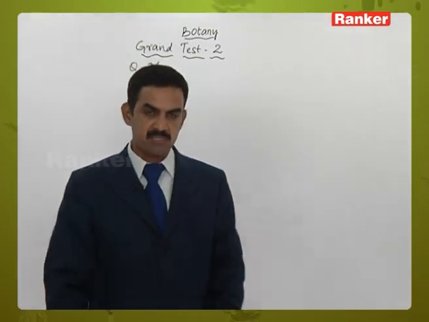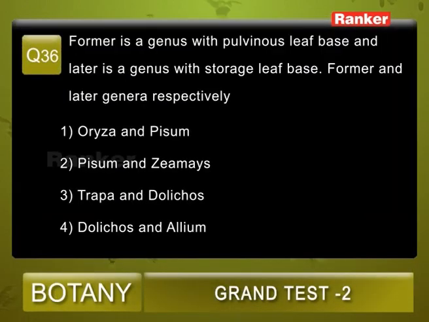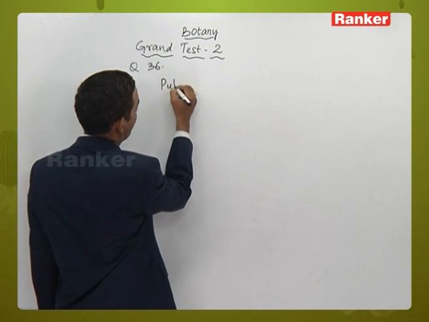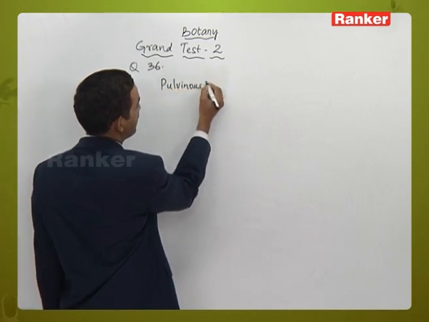Question number 36. The former is a genus with pulvinous leaf base and the latter is a genus with storage leaf base. Former and latter genera respectively. Options: 1, Oryza and Pisum; 2, Pisum and Zea mays; 3, Trapa and Dolichos; 4, Dolichos and Allium. Right. Here, pulvinous leaf base.